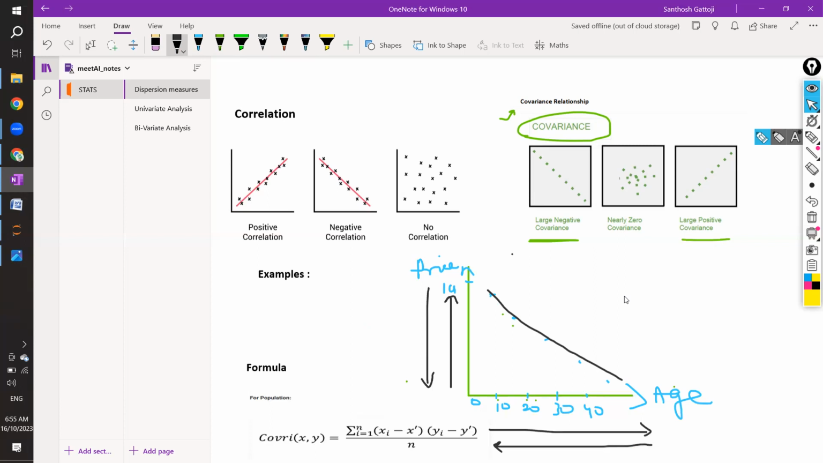Agree? As you can clearly see, there is a reverse relationship between these two. That means there is a very good relationship, very good covariance existing between these two. But that is what? That is negative covariance. Getting this? This is negative covariance. That means if one increases, the other decreases. If one decreases, the other increases.